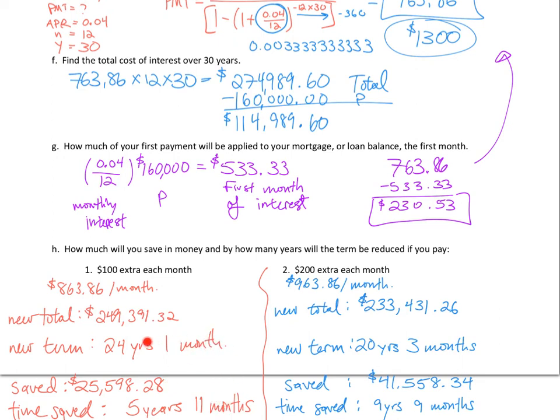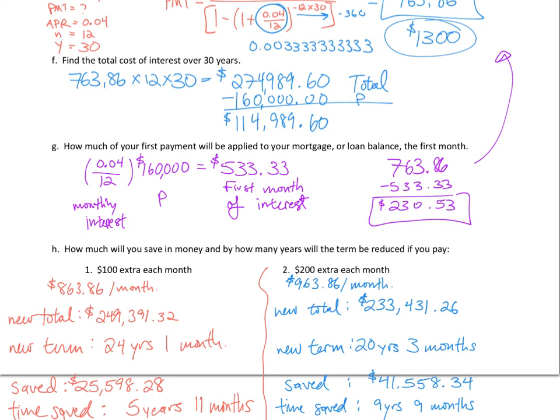You can just take 24 years and 1 month away from 30 years and get this here. And it would save you this much money in interest. And again, you can figure out this value by subtracting the new total from the old total. And then there's something very similar here going on for if you are able to pay $200 each month. It turns out you end up saving almost $42,000 in interest and almost 10 years on your mortgage.